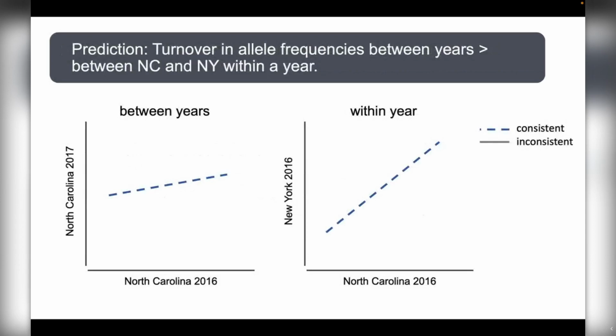So thinking about correlations of allele frequencies between populations, imagine we have a sample from North Carolina in 2 years. Between years, we might expect that correlation to be weak if there's this serial colonization every year. But within a year, there might be a strong correlation because the same genotypes have successfully colonized those northern environments. And the reverse might be true if there was not serial colonization every year.